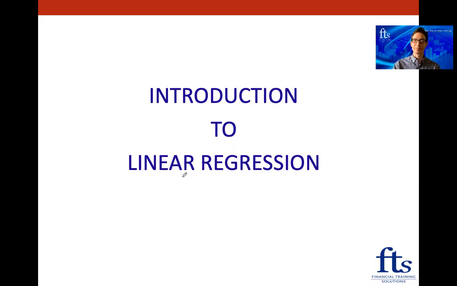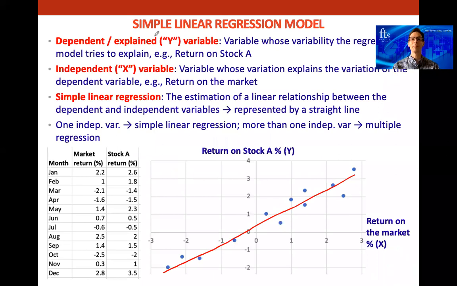So let's get started. We're going to start off with simple linear regression, and with simple linear regression, we get the dependent variable and the independent variable. Let's start with the dependent variable, which is also called the explained or the y variable, because we find it here on the y or the vertical axis. This is the variable whose variability the regression model tries to explain. We're going to use the return on stock A as our dependent variable. In other words, the model is going to try and explain the variability of the returns on stock A.